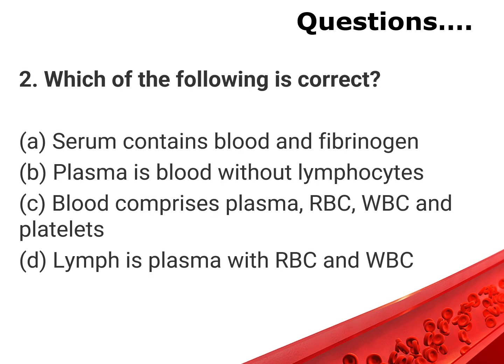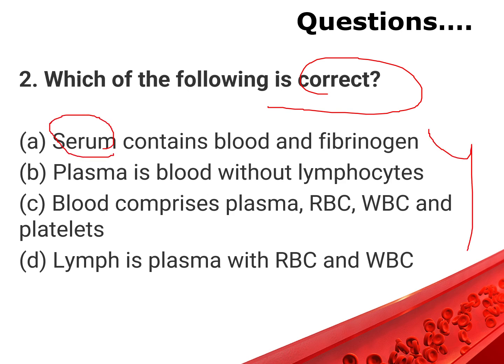Okay, now this question is important. Which of the following is correct? The first option, serum contains blood and fibrinogen. Now first of all, before going into the question, you should know the difference between serum and plasma. Just after telling the answer, I will explain the difference between serum and plasma. Second option, plasma is blood without lymphocytes. Third option, blood comprises plasma, RBC, WBC and platelets.